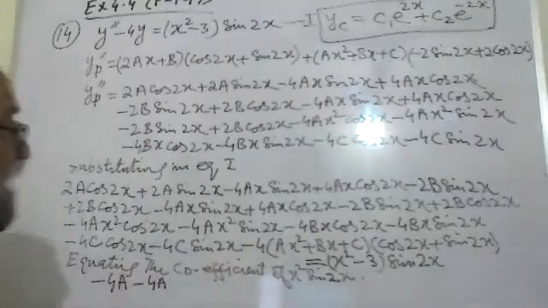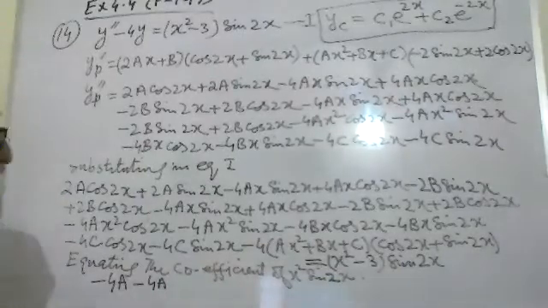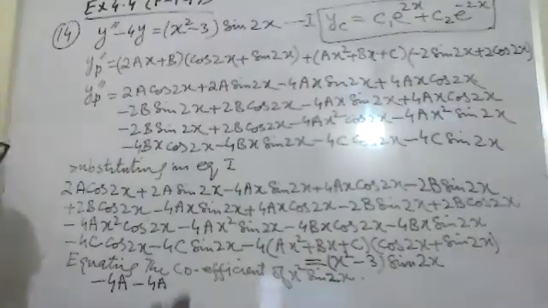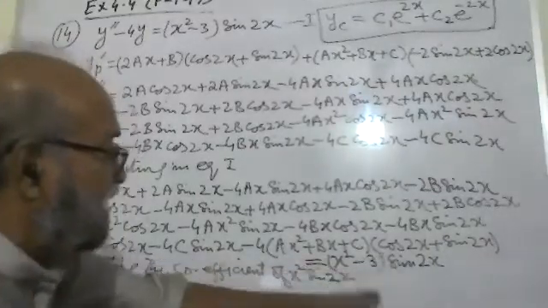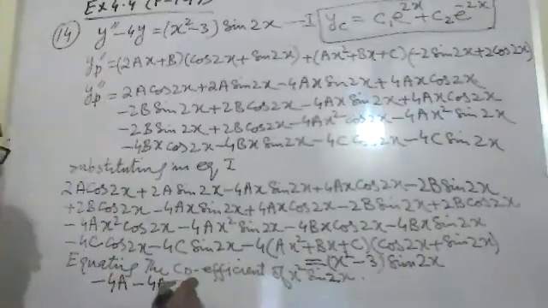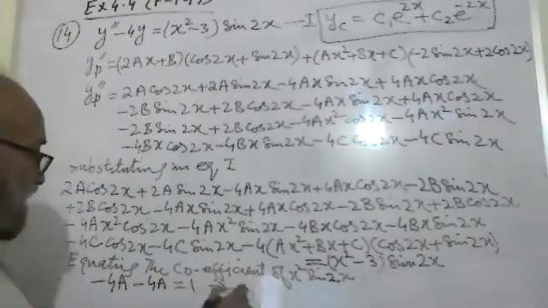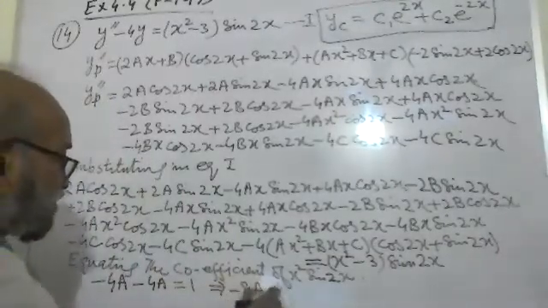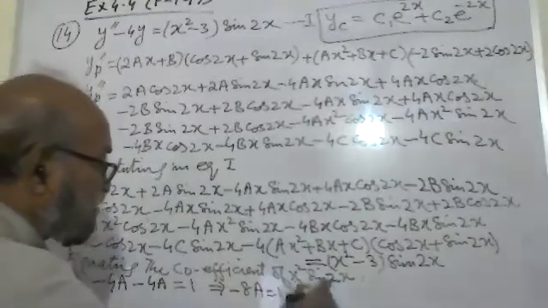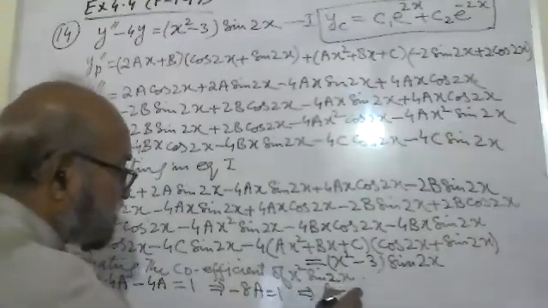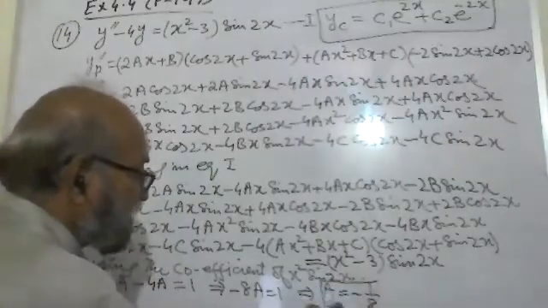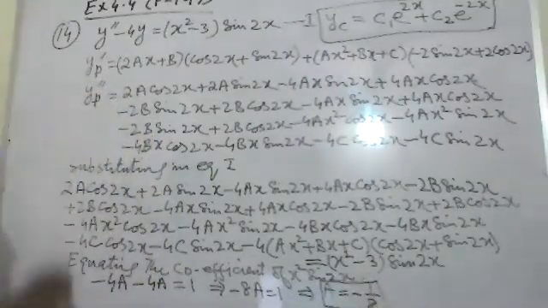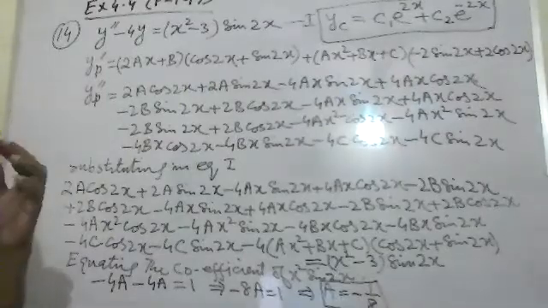So these two are x square sine 2x equal to, and on the other side x square sine 2x will be 1. The coefficient is 1. So minus 8a is equal to 1. So a is equal to 1 over minus 8, so minus 1 over 8. We found the value of a.